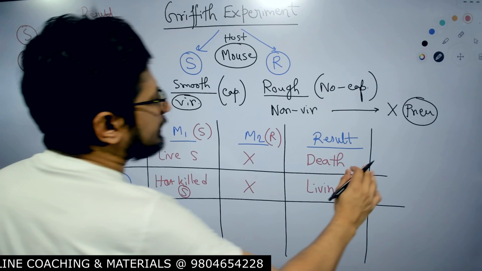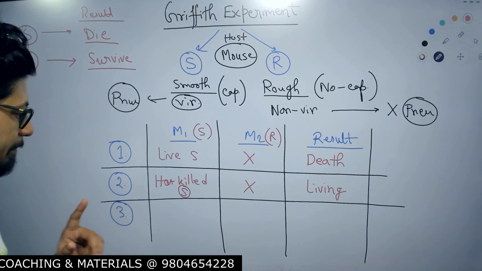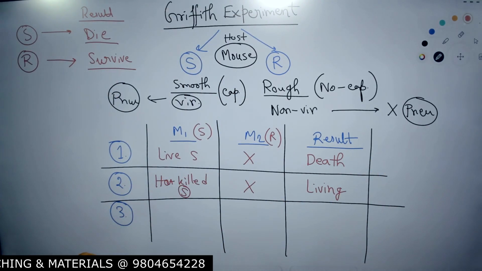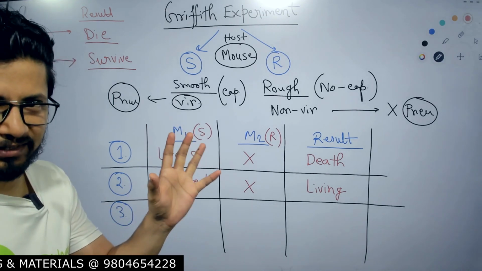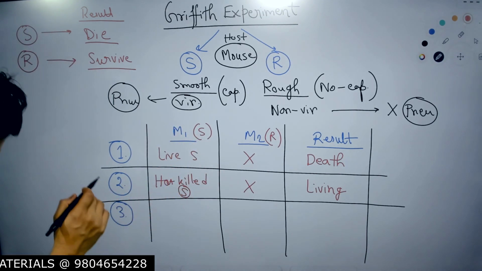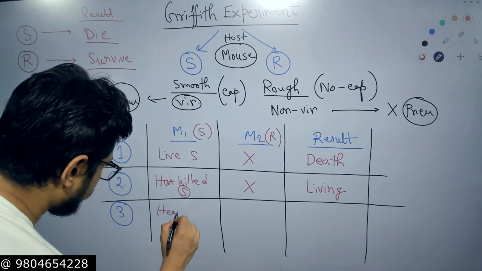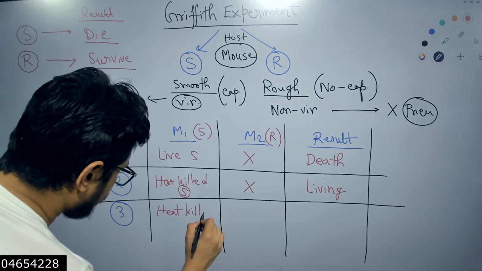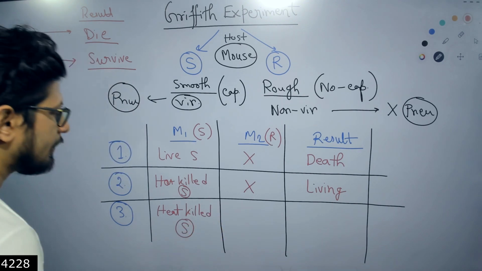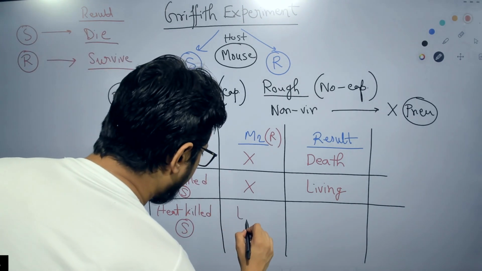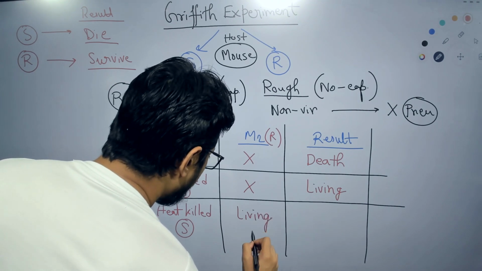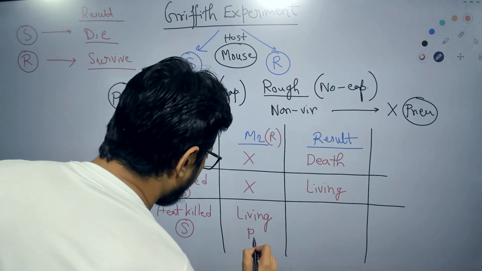So till this point everything was fine, it was according to the plan. But the third result was shocking to everyone at that moment. And in this third case, we put heat killed S strain and a living R strain.